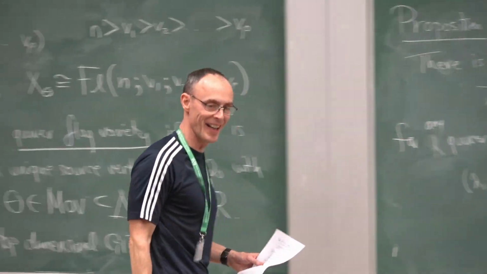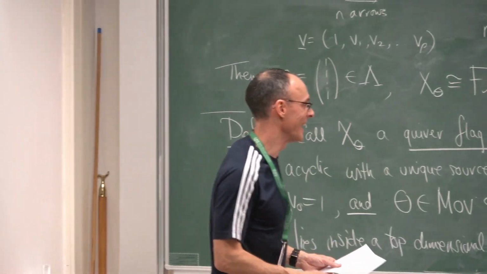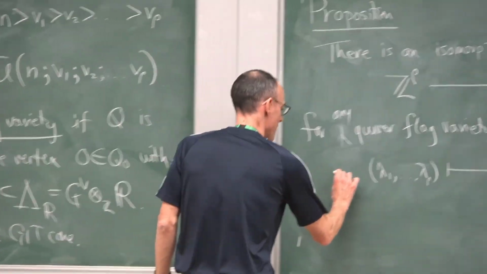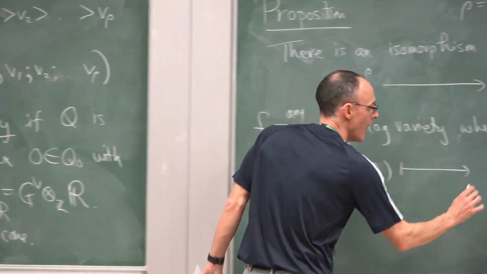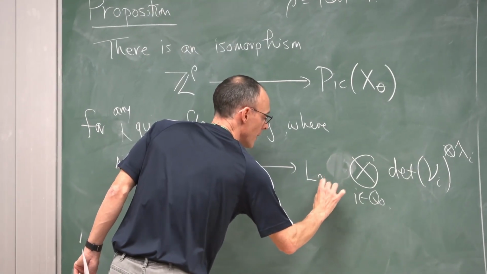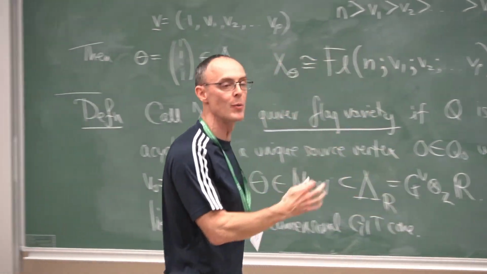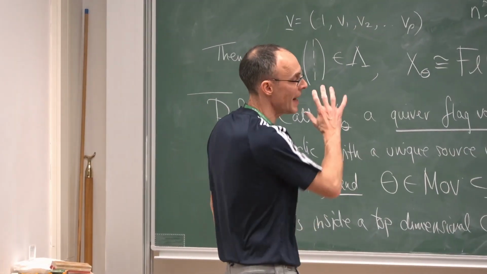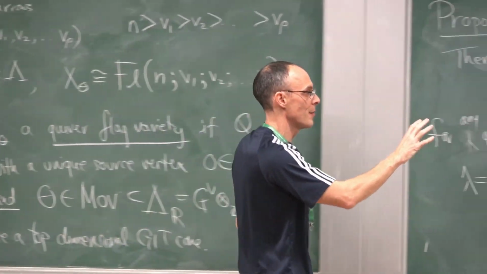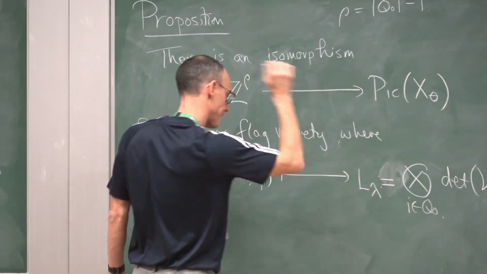Okay, now I know why I enumerated my vertices. Sorry about that. So if my lambda is a tuple, I'll call this line bundle L_lambda. So that's an isomorphism. That's describing what the Picard group is. So these vector bundles are giving me all the information about my Picard group.